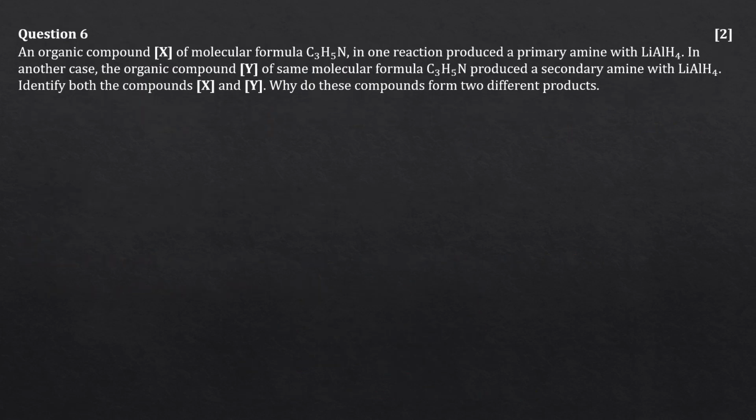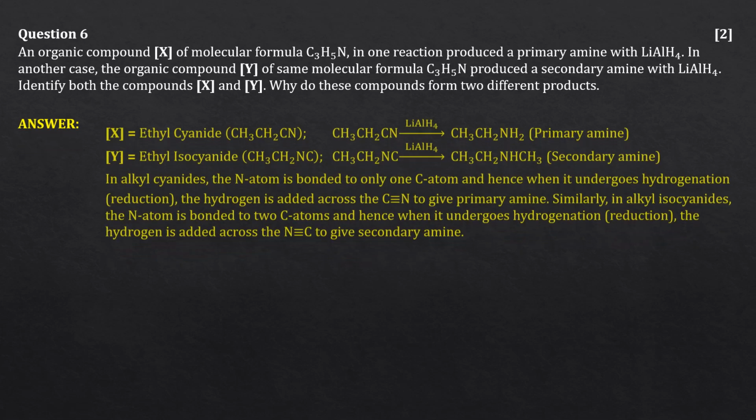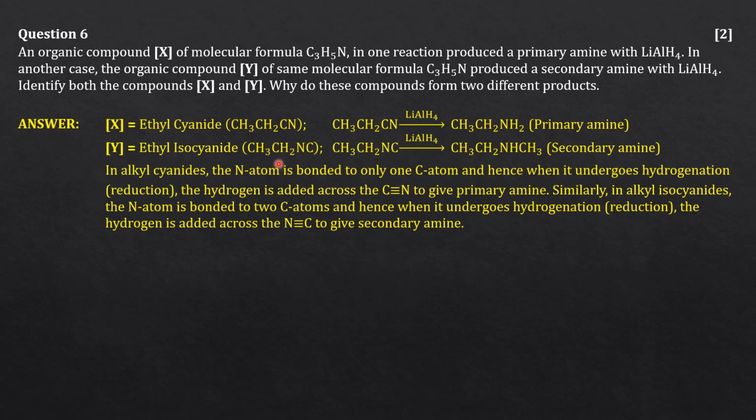Next question is again one root map type question. Now here the answer the council has given is ethyl cyanide, ethyl isocyanide, and they are writing cyanide gives primary amine, isocyanide gives secondary amine. That cannot be a reason, that is an observation, that cyanide gives primary amine and isocyanide gives secondary amine. That cannot be the reason. So what is the actual reason?